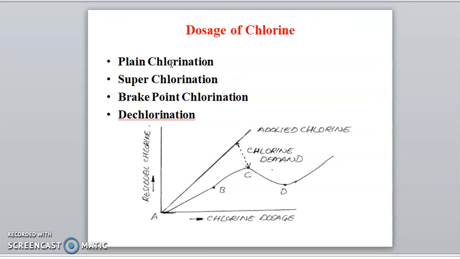Now we go to the dosage of chlorine: plain chlorination, superchlorination, breakpoint chlorination, dechlorination. A is the plain chlorination. B is superchlorination, then breakpoint chlorination, and D is dechlorination. This shows chlorination dosage and residual chlorine. This is very important.